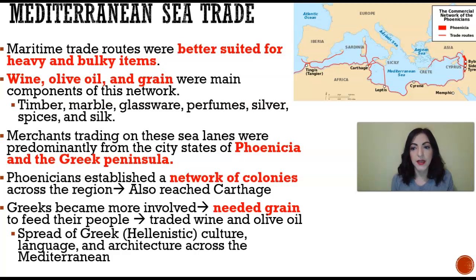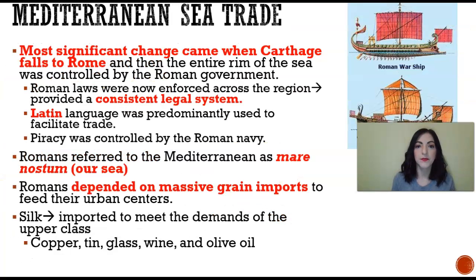Their agriculture wasn't that great. They had enough, but not a surplus, and so they still needed to reach out to other cultures to make sure that they did have adequate amounts of food for their people. So they would exchange grain for things that they had in excess of, which was wine and olive oil, which helped also spread the Greek language, or the Hellenistic culture, language, architecture all across the Mediterranean.